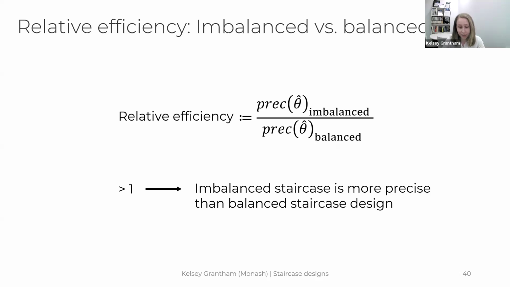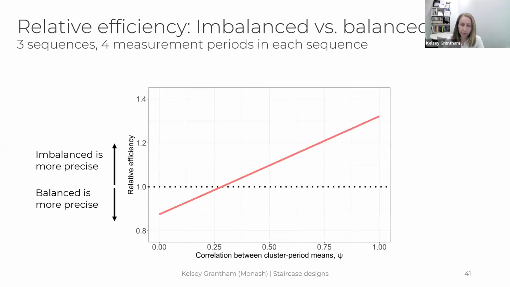We'll look at the relative efficiency, which we now define as a ratio of the precision of the treatment effect estimator for the imbalanced design to the precision for the balanced design. And so a relative efficiency greater than 1 indicates that the imbalanced design is more precise than the balanced design. Looking at a plot of the relative efficiency as a function of psi, we can see that the relative efficiency increases as psi increases. So for small values of psi, the relative efficiency is less than 1, meaning that the balanced design is more precise. And then for larger values of psi, the relative efficiency is above 1, indicating that the imbalanced design is more precise.